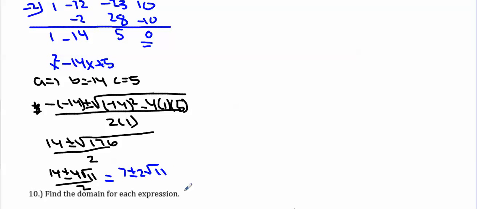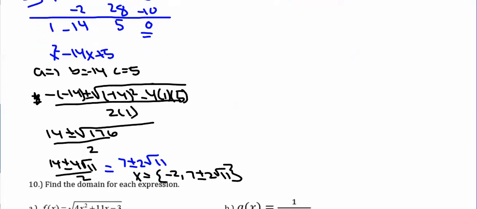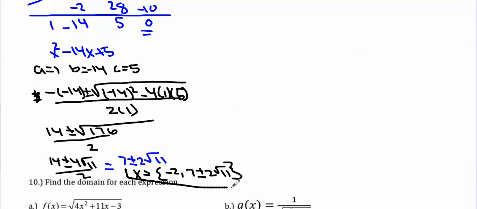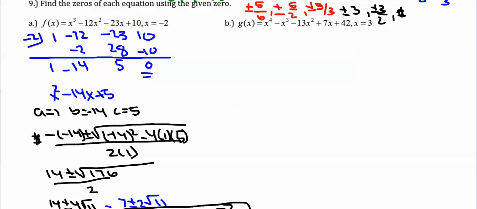So when we are writing our solutions, don't forget the one that was given to us. So we have x equals, just going to write it as a set, negative 2, 7 plus or minus 2 square roots of 11. So there we have 3 solutions right there. My power is 3, so I know that I'm good. That is my final answer. All right, so now for B. It tells me that a 0 is 3, so I'm going to go ahead and use synthetic division.